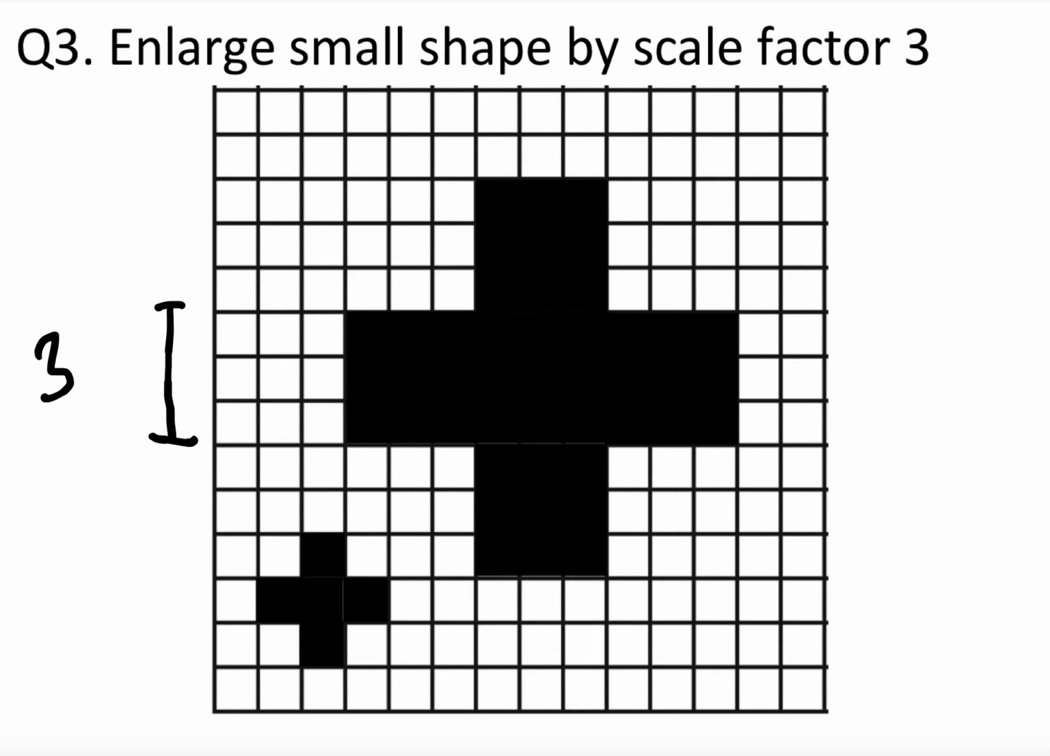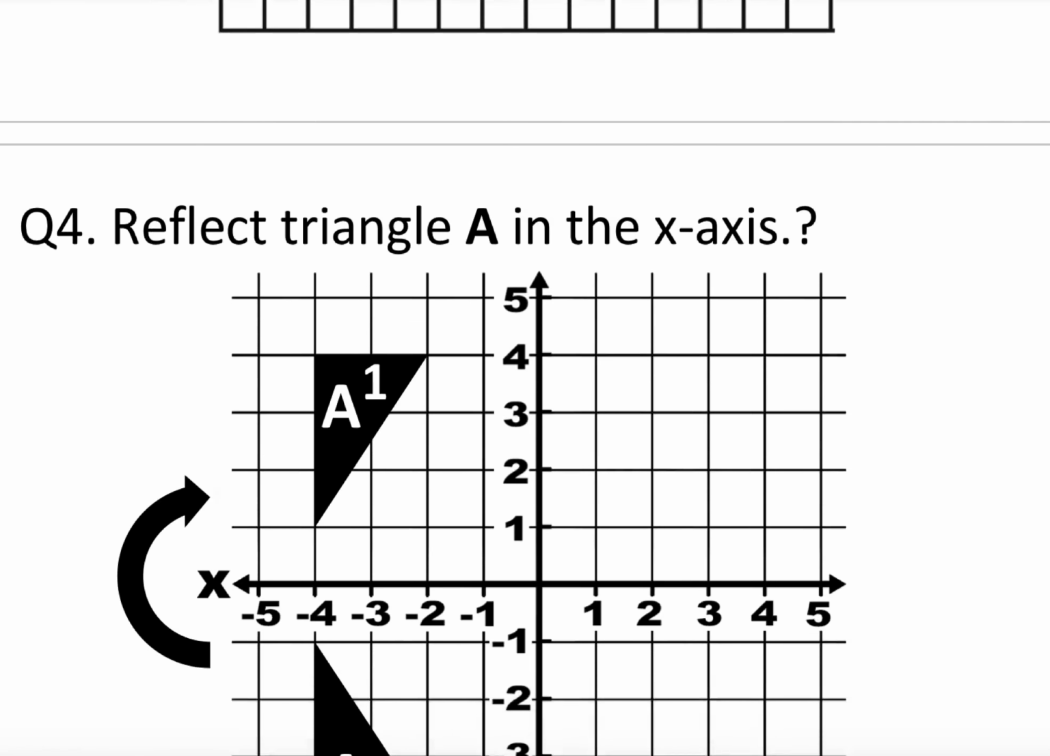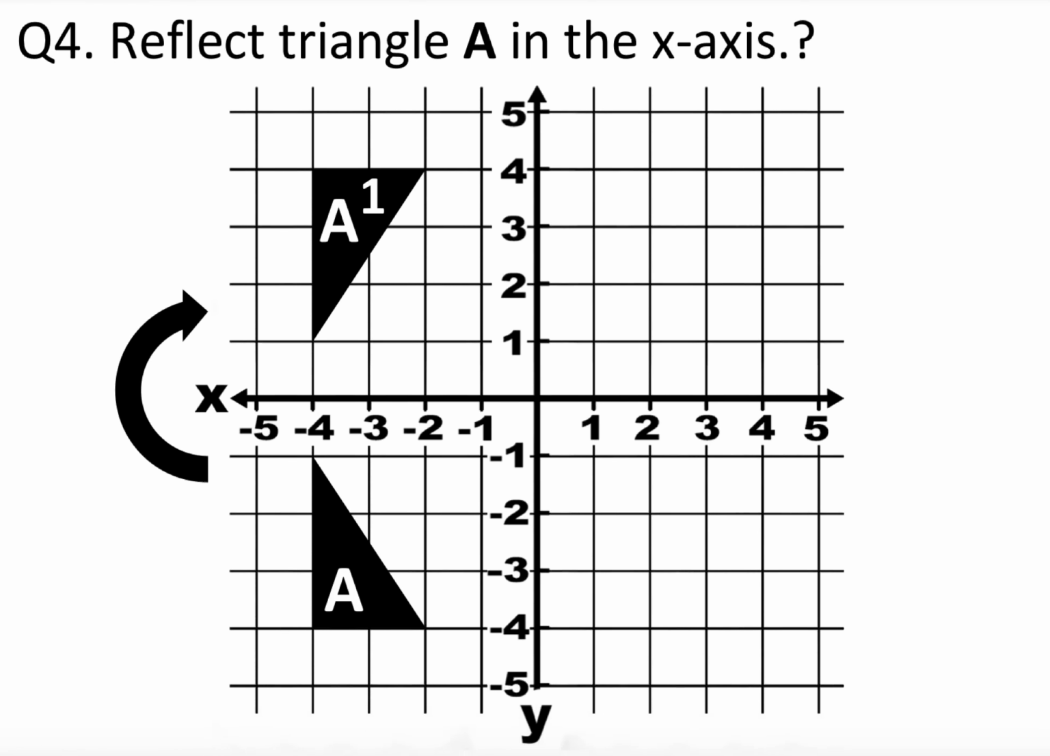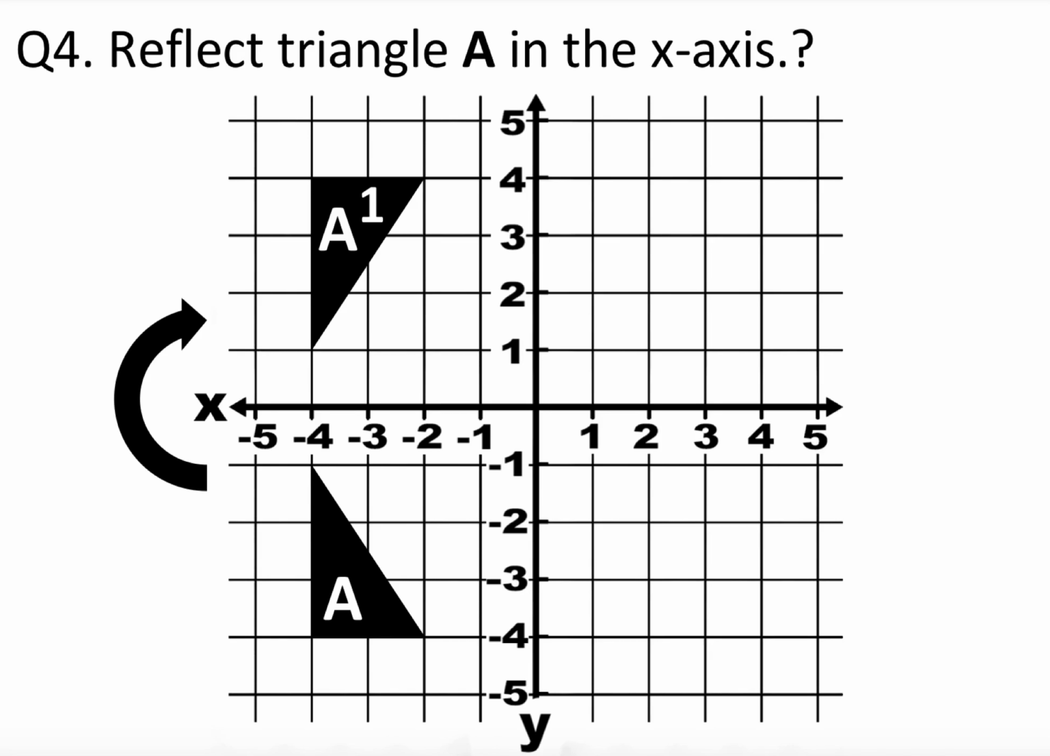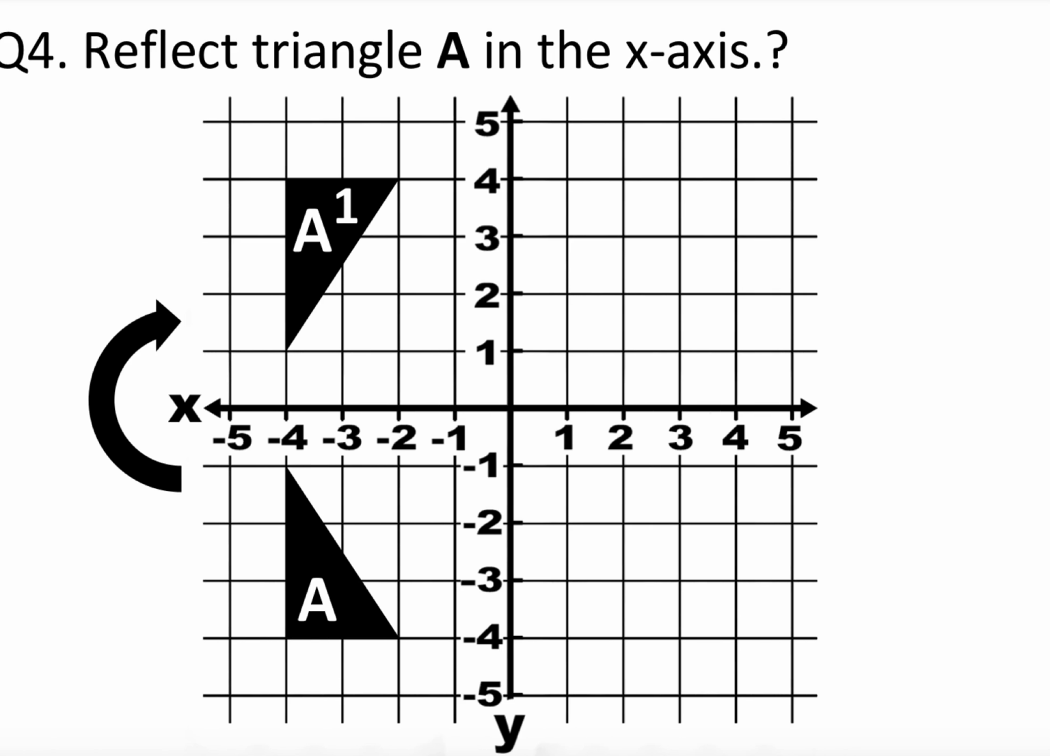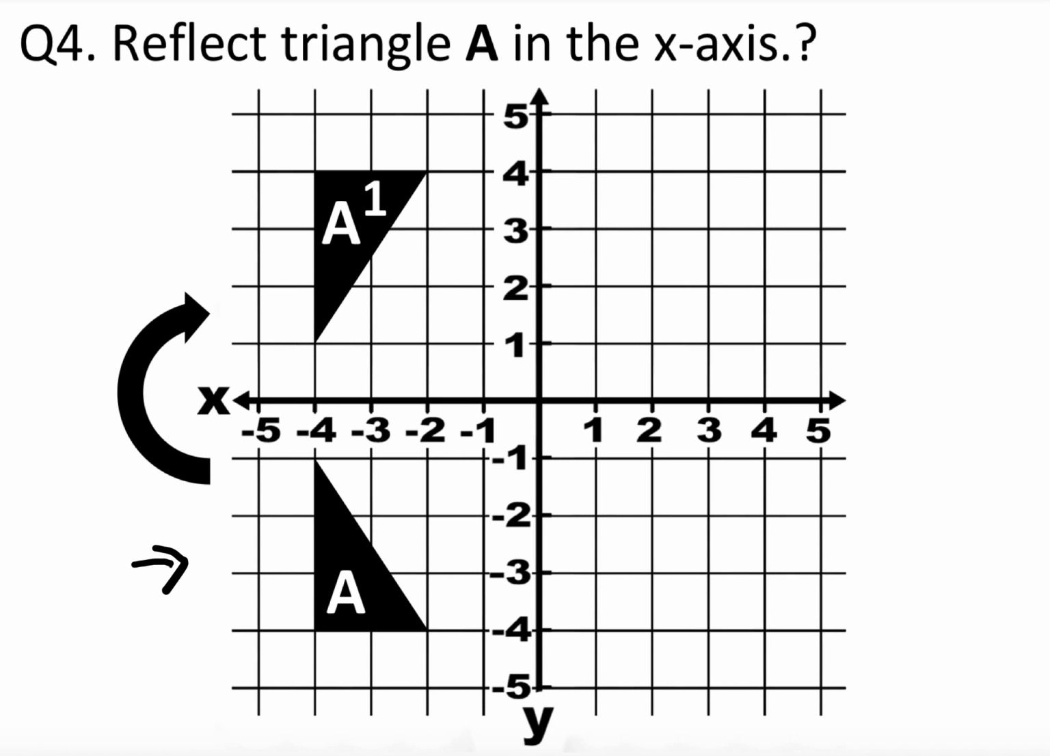Okay, let's move on to the next question. Question 4: reflect triangle A in the axis. If we look at the bottom, we can see we've got triangle A there. When we want to reflect something in the axis, it's just like a mirror.